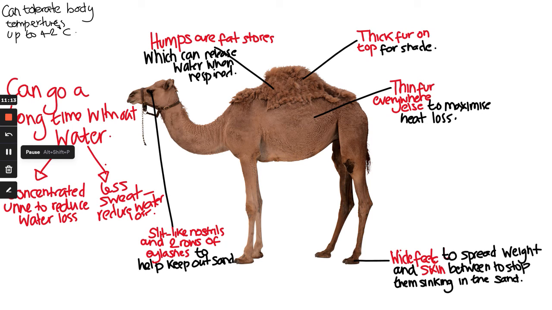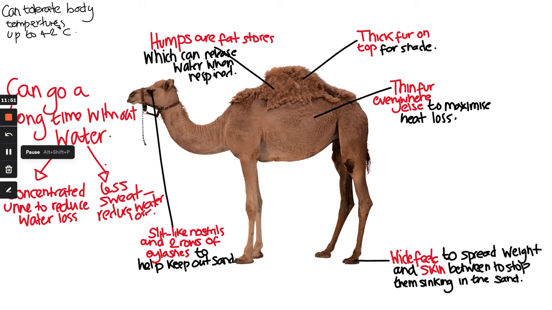Okay, as we saw in the video, camels can tolerate body temperatures up to 42 degrees Celsius. So, let's start with their fur. Camels have thick fur on the top for shade, but the fur around their body is very thin to maximise heat loss. Their wide feet are used to spread the weight, and the skin between the toes helps them stop sinking in the sand.